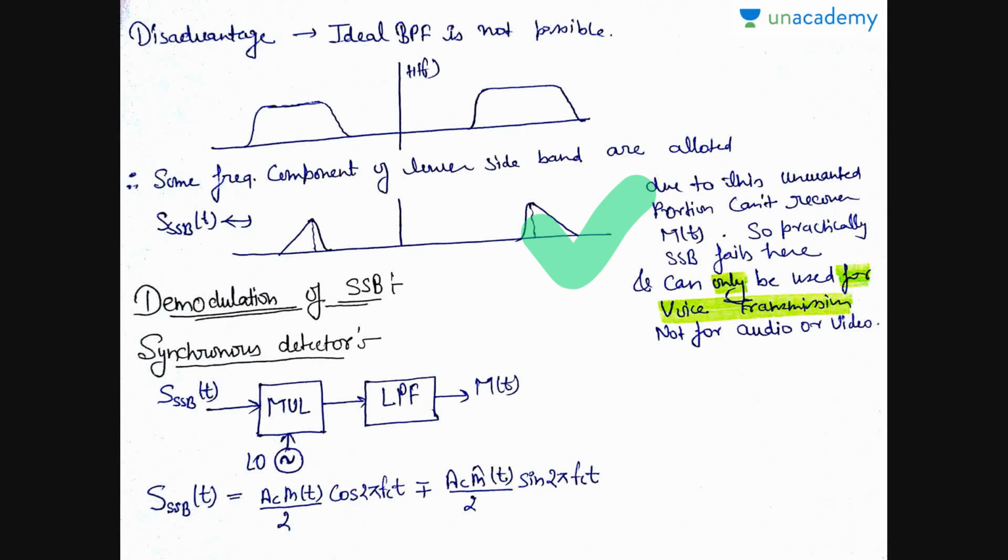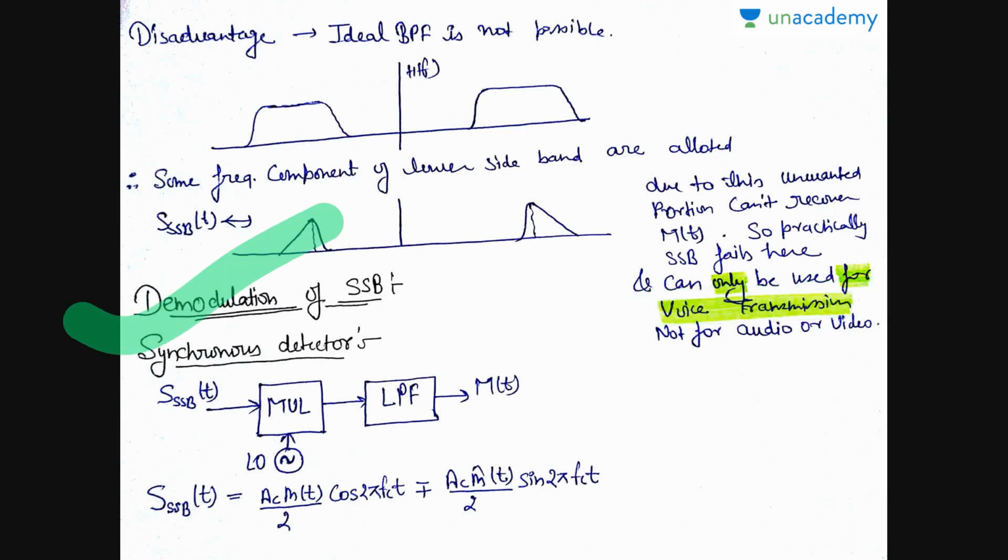So it is not possible to recover the message signal from this because here the symmetry property gets disturbed. So how will we get this message signal in the output? Due to this unwanted portion, we can't recover this message signal. So in this way, practically the SSBSC fails here, and it can only be used for voice transmission but can't be used for audio and video transmission.